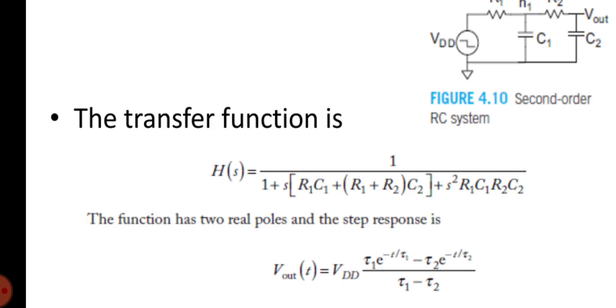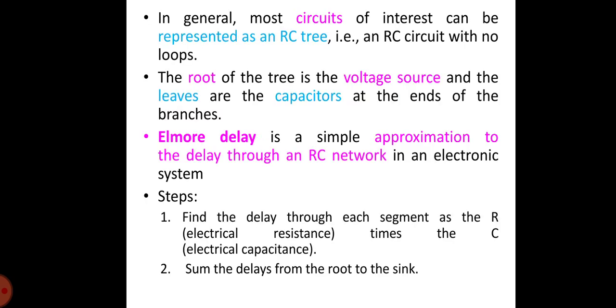VDD times (tau1 e^(-t/tau1) - tau2 e^(-t/tau2)) divided by (tau1 - tau2). Now let us move on to Elmore delay. In general, most circuits of interest can be represented as an RC tree, an RC circuit with no loops. The root of the tree is the voltage source and the leaves are the capacitors at the ends of the branches. The Elmore delay is a simple approximation to the delay of the RC network in an electronic system, and these are the steps that have to be followed while calculating the Elmore delay.